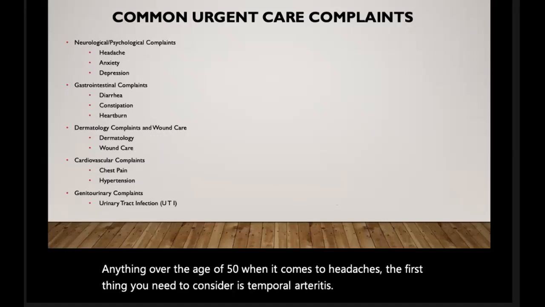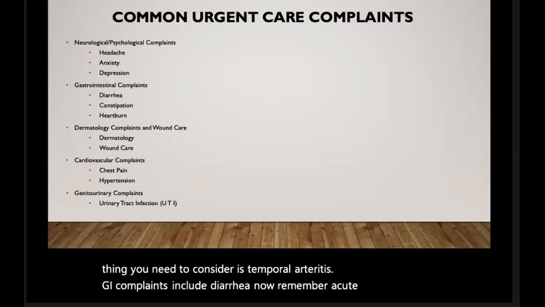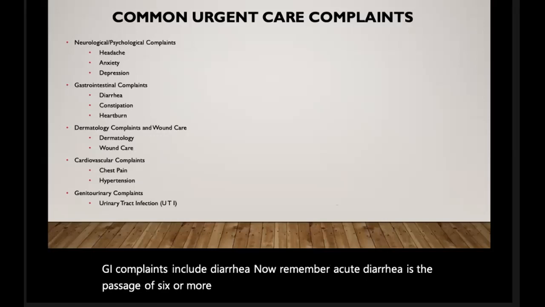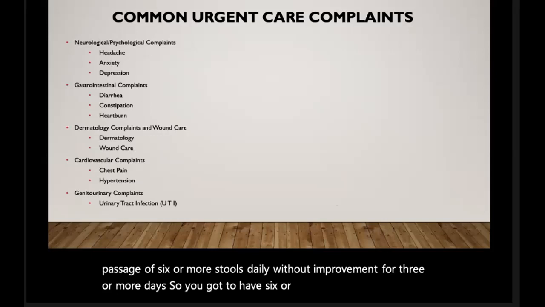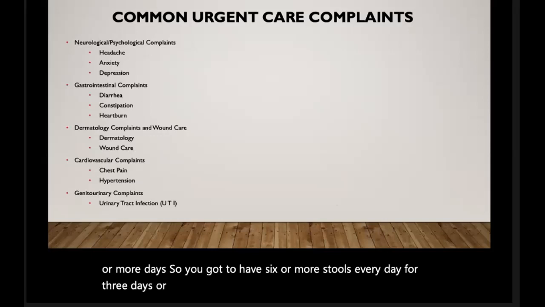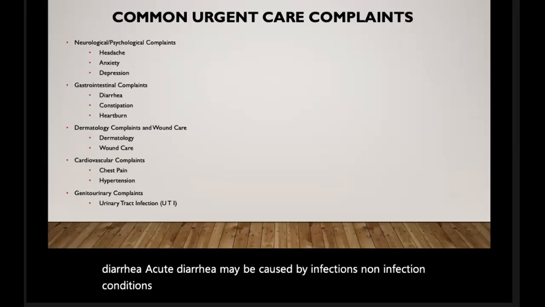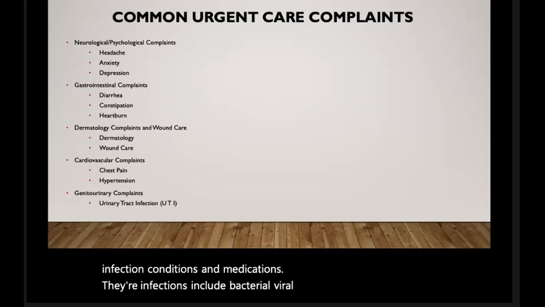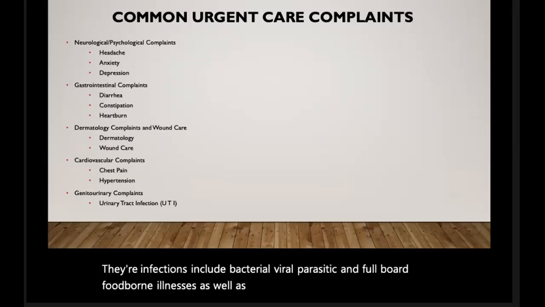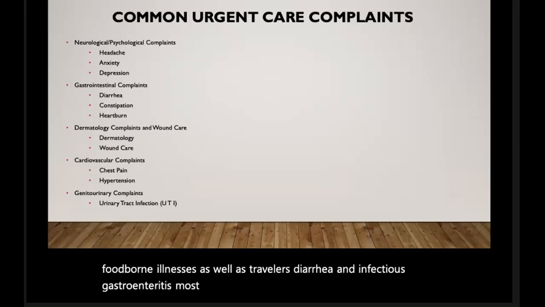GI complaints include diarrhea. Now remember, acute diarrhea is the passage of 6 or more stools daily without improvement for 3 or more days. So you have to have 6 or more stools every day for 3 days or more in order for it to actually be diagnosed as acute diarrhea. Acute diarrhea may be caused by infections, non-infectious conditions, and medications. The infections include bacterial, viral, parasitic, and foodborne illnesses, as well as traveler's diarrhea and infectious gastroenteritis. Most causes of acute diarrhea in adults are self-limiting and of infectious etiology.